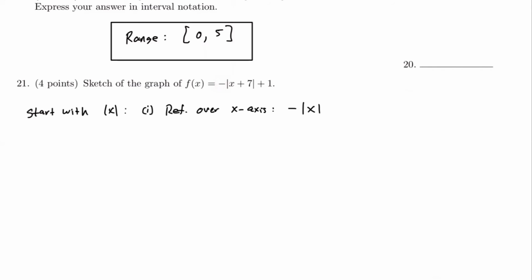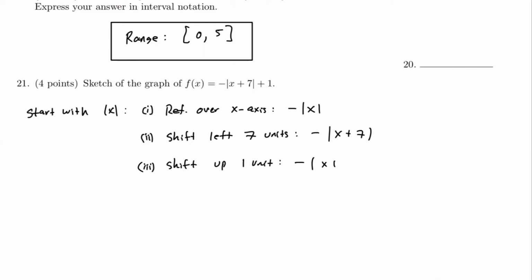And then you can do any transformation you like, this or that. So I'll go with, I guess, from left to right. So I will go with plus 7 inside the absolute value, which indicates we take our graph to the left. So we're going to shift left 7 units. That will give us negative absolute value of x plus 7. And then to get the final picture, we move up 1 unit. So our third transformation is to shift that graph up 1 unit. That'll give us the final picture, negative absolute value of x plus 7, plus 1.